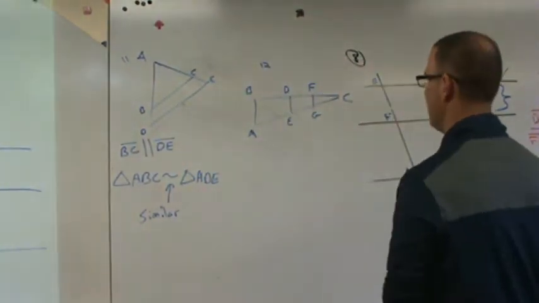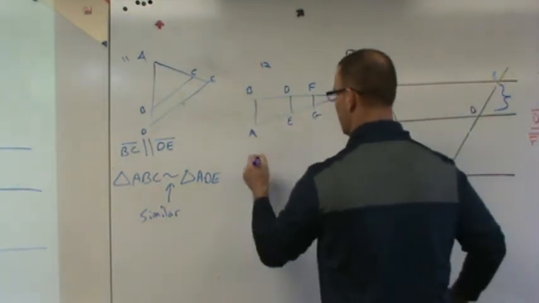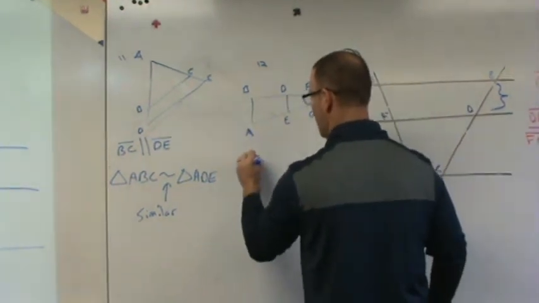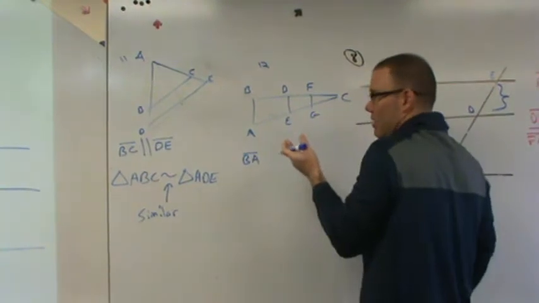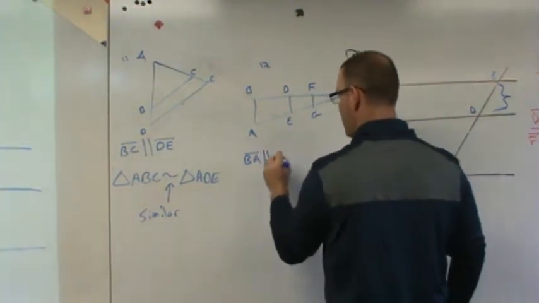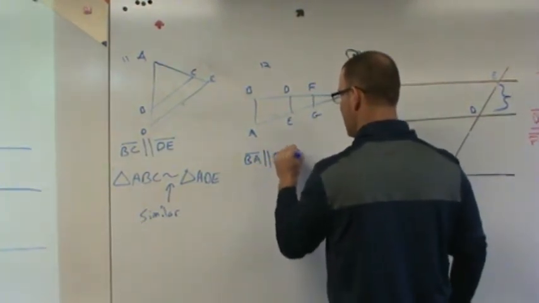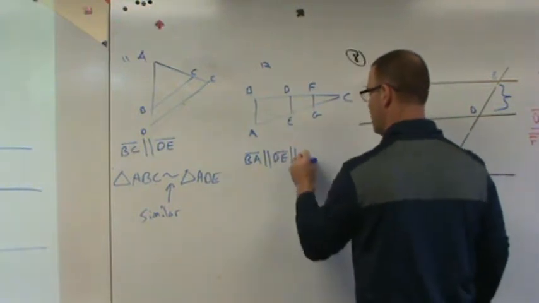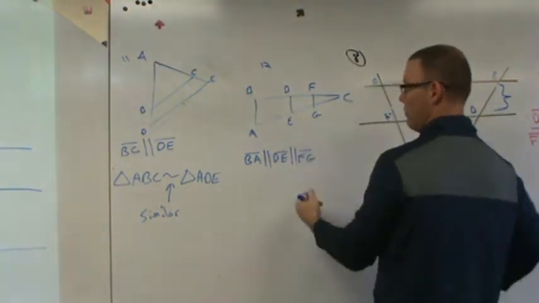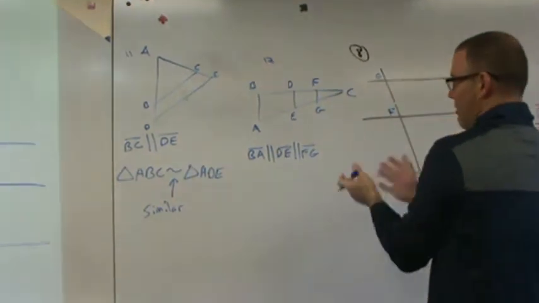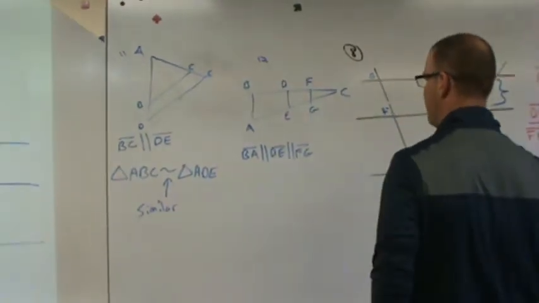Right? So there's number 11. Number 12, obviously the lines are parallel. I have three that are parallel. So BA, again, forgive me if the letters aren't correct, but you get the idea. BA is parallel to segment DE, which is also parallel to segment FG. So you're going to have three lines that are parallel. I have one statement that's parallel right after another.